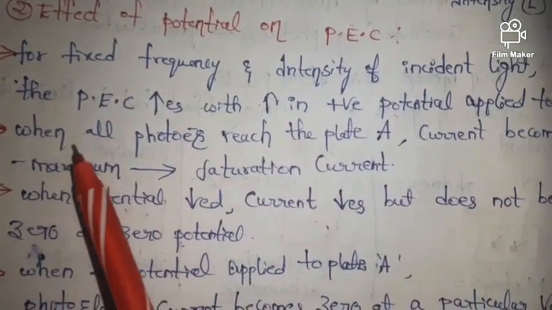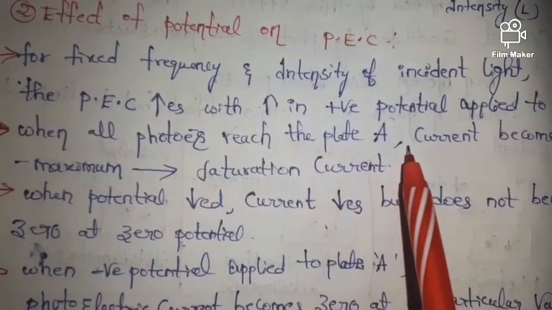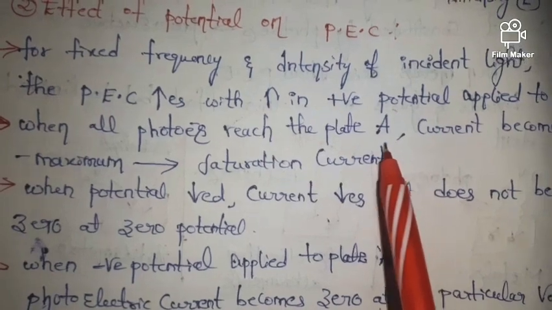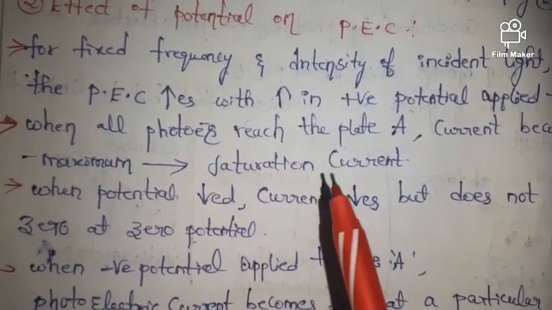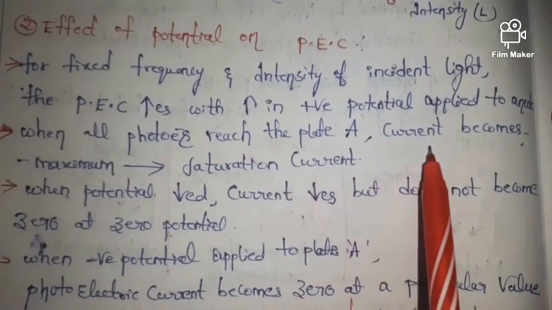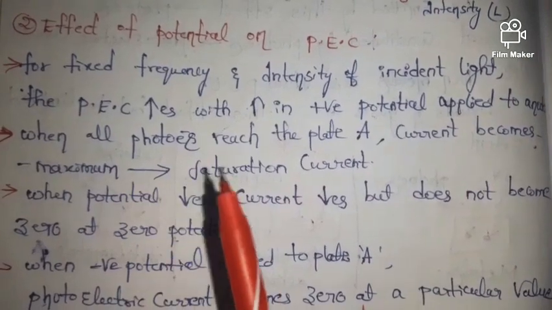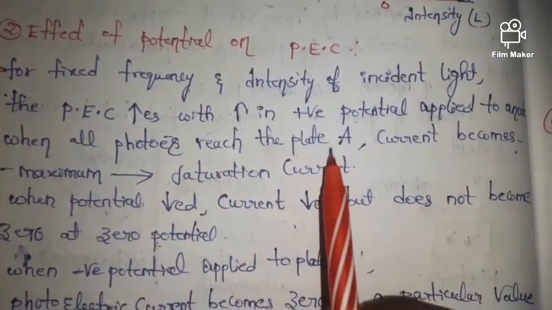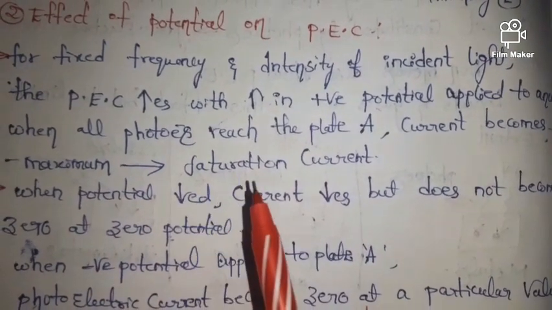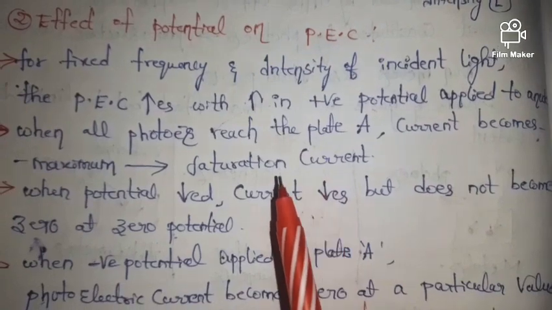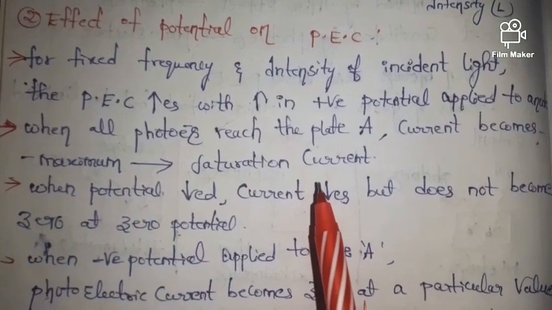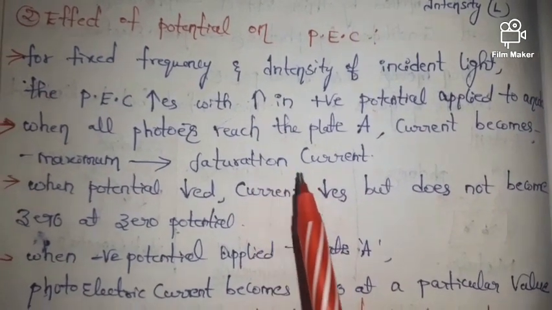Next, when all photoelectrons reach the plate A. In our previous class, while discussing the experimental setup, I told you the photoelectrons move towards the metallic anode. So when all photoelectrons reach the plate A, current becomes maximum. That is called saturation current. After reaching the saturation current, we do not observe any further increase in the current. So this is the saturation current.